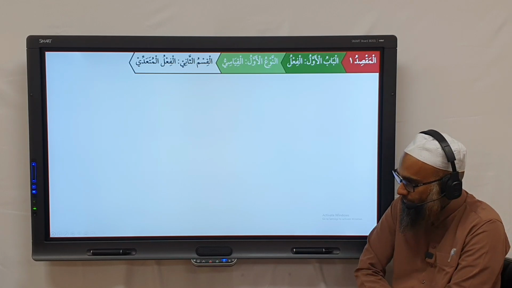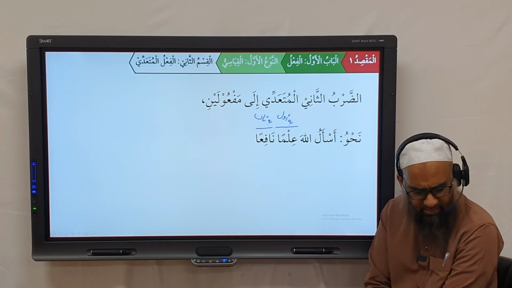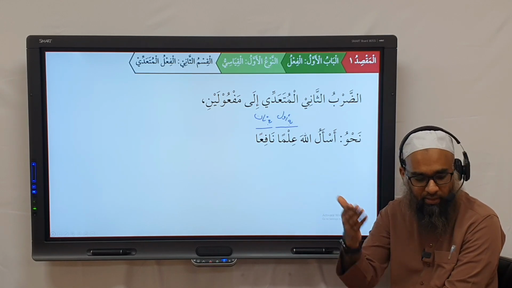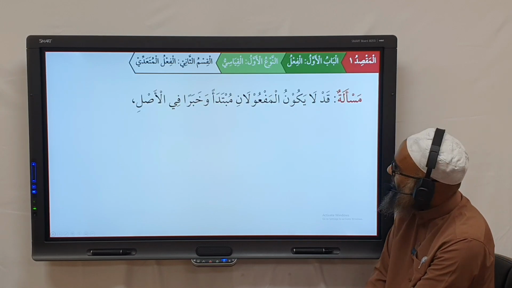Following? Understood? So far, so good? Yes, this is nothing new. This is Arabic terms for what we already did in our Arabic book. Now, this is where it gets a bit new. The first mas'ala.